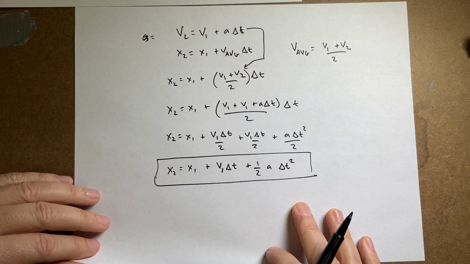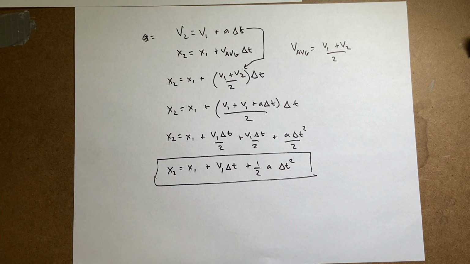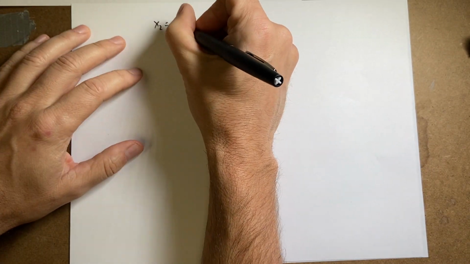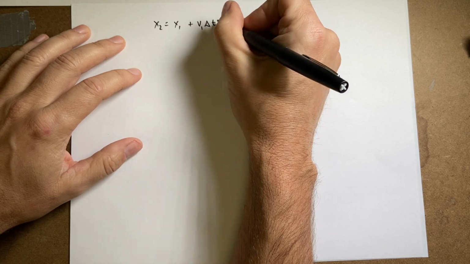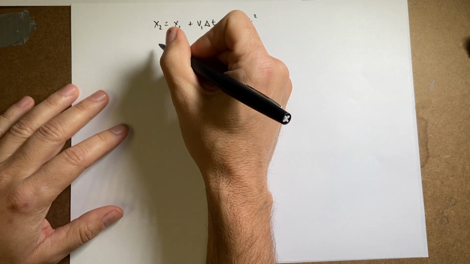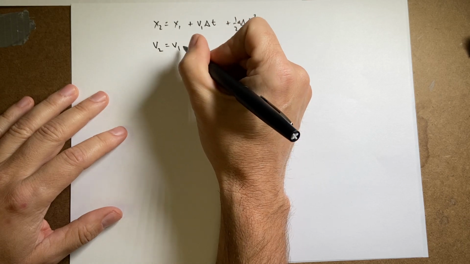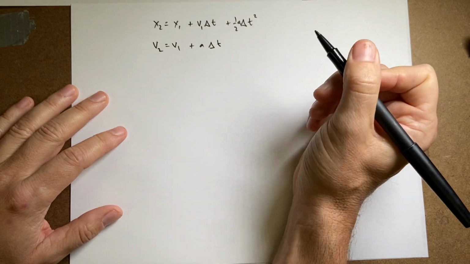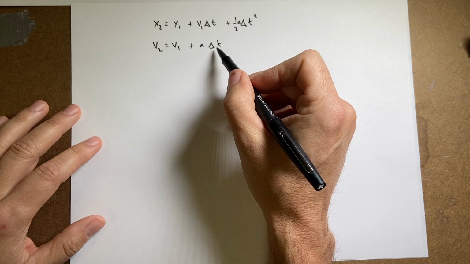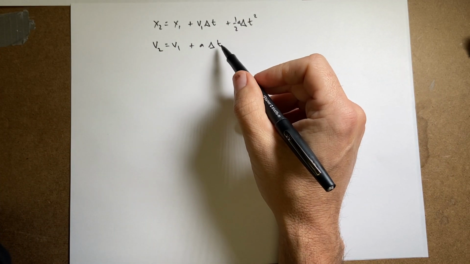Okay, now we do have one more kinematic equation, and I need another piece of paper. What if I want to eliminate time? Okay, so let's write down this equation: x2 equals x1 plus v1 delta t plus 1/2 a delta t squared. And then I have this equation, v2 equals v1 plus a delta t. What if I want to eliminate time from these two equations? Let's solve this one. I'm trying to think which way to do this.